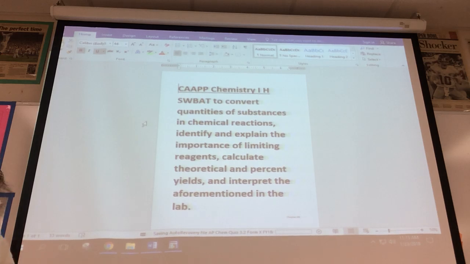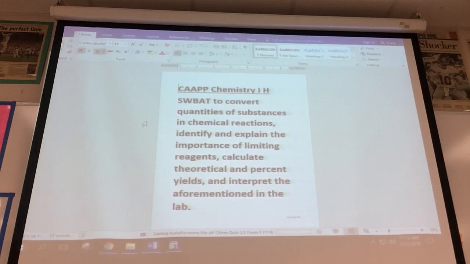We're going to start our lesson on stoichiometry today. Stoichiometry is critically important for success this whole semester. Learning goal on the board: students will be able to convert quantities of substances in chemical reactions. That's what we're going to explore today.